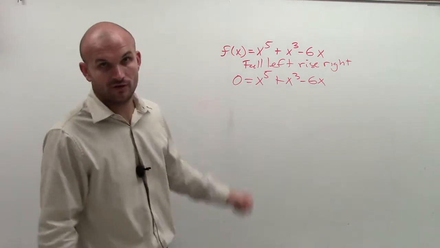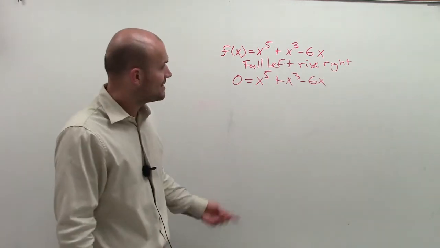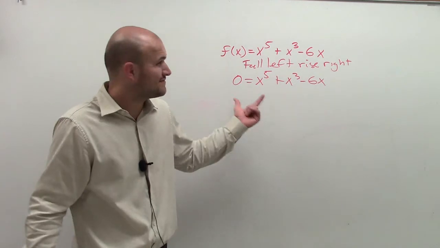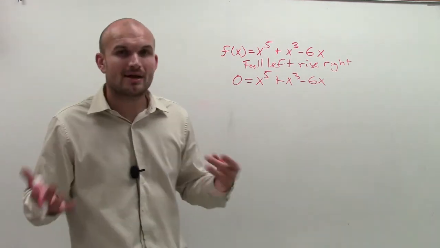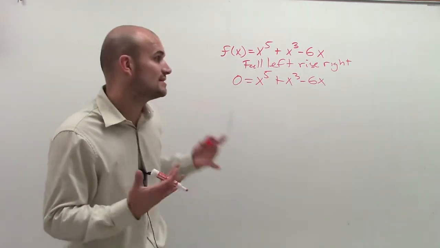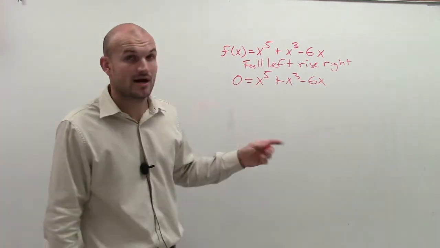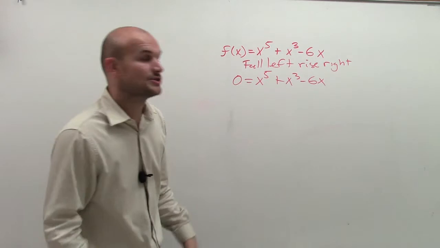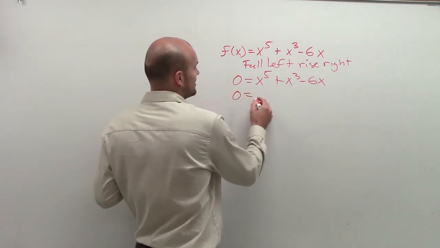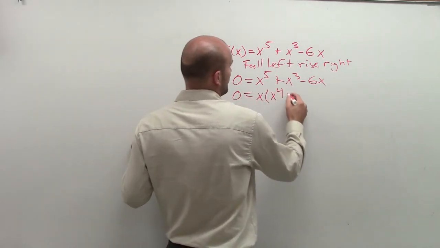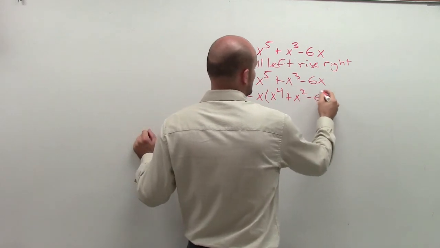So I can't solve for this. It's not linear. And right now it's not looking like a quadratic, although it's very similar. I have three terms. So I'm going to want to look into some factoring terms. And the first thing I do is always see what are common factors that I can factor out. And what you notice is all three of my terms share an x. So I'll factor out an x, and I'm left with x to the fourth plus x squared minus 6.